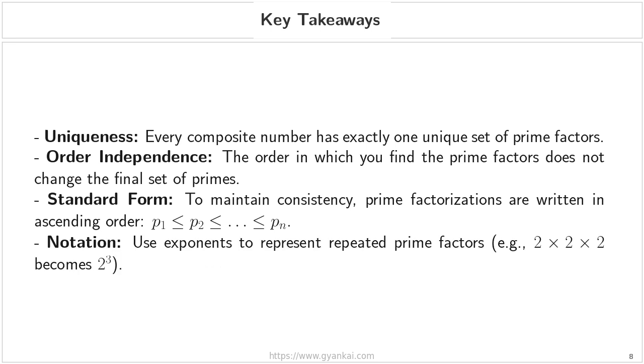Finally, let's not forget about efficient notation. When you encounter repeated factors, as we saw in our large-scale example with 32,760, don't write them all out manually. Use exponents to represent repeated prime factors. For instance, instead of writing 2 times 2 times 2, simply write 2 to the power of 3.